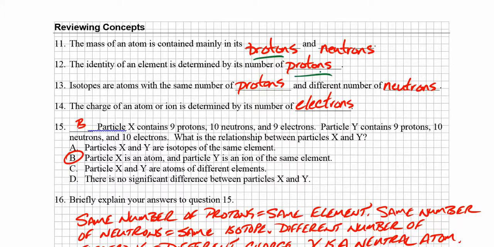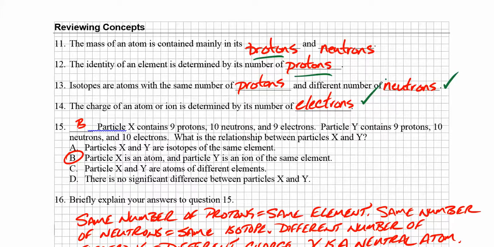The next one says isotopes are atoms with the same number of protons and different numbers of neutrons. Same number of protons, different numbers of neutrons, that is an isotope. Number 14 says the charge of an atom or ion is determined by the number of electrons. Remember, if we've got one more electron than proton, you've got a negatively charged atom, we call that an anion. If we've got one more proton than electron, that's a positively charged atom, we call that a cation.